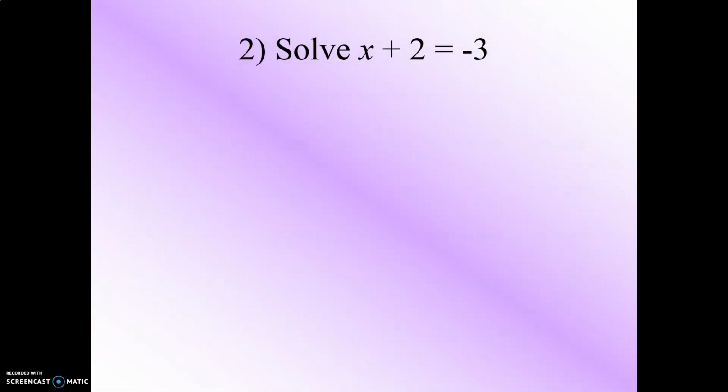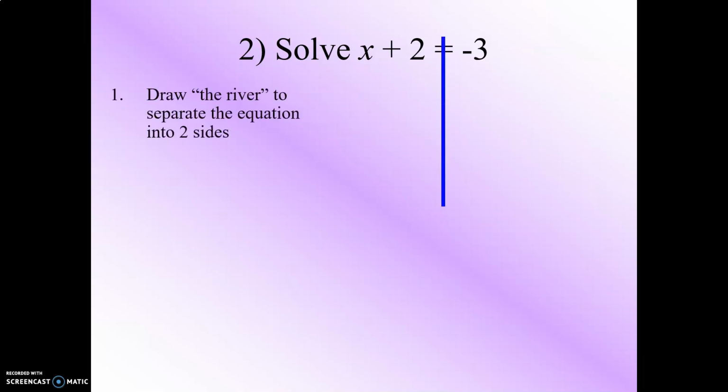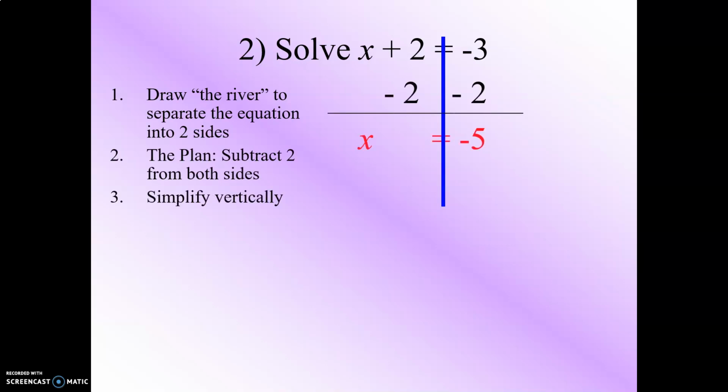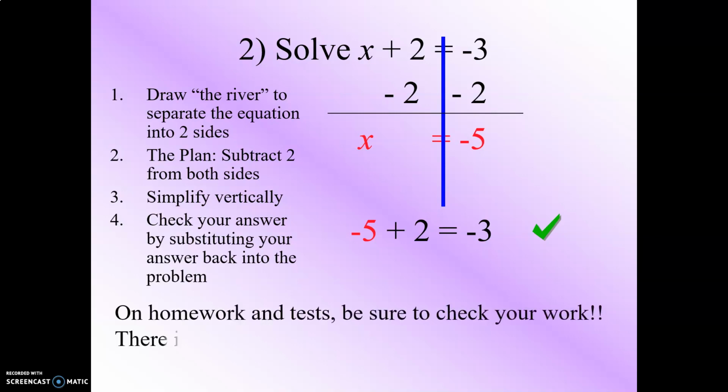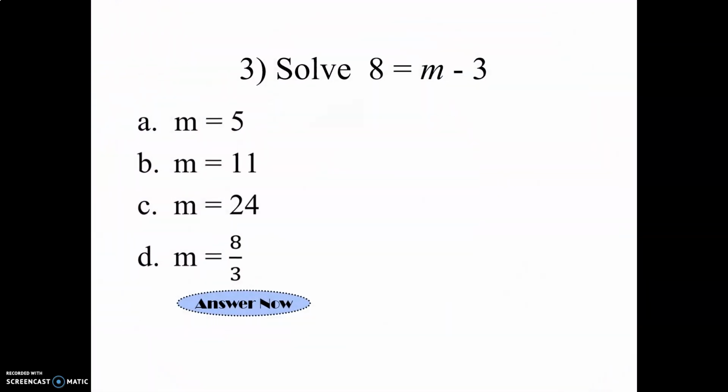All right, let's try a couple examples here. Example 2, solve this: x plus 2 equals negative 3. Well, let's draw that river line. Take our plan of subtracting 2. Simplify. We get x is negative 5. Let's check it, make sure it works. Sure enough, it does. Since you can check on homework and tests, you can always check your work. There's no reason to miss a problem. Let's try a few more here.